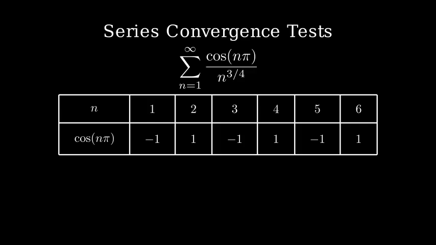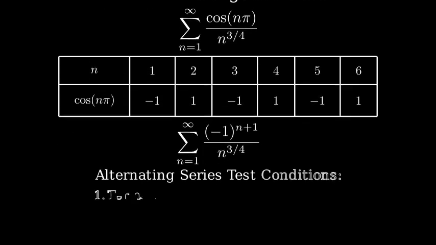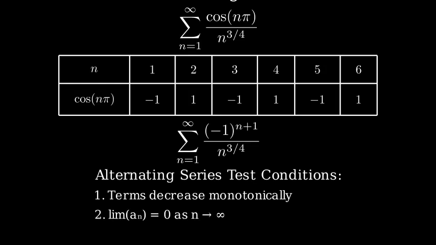Therefore, we can rewrite our series as an alternating series. The series becomes -1 over n to the 3/4 when n is odd, and positive 1 over n to the 3/4 when n is even. To use the alternating series test, we need to check two conditions. First, the terms without the alternating signs must decrease monotonically. Second, the limit of these terms as n approaches infinity must equal 0.